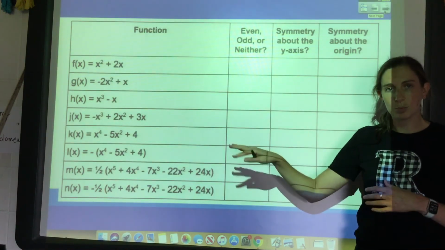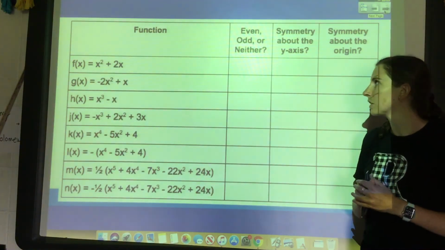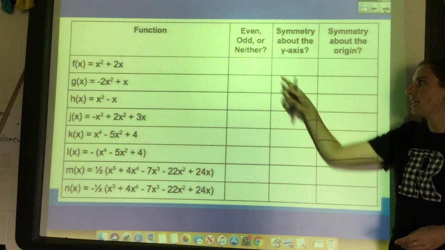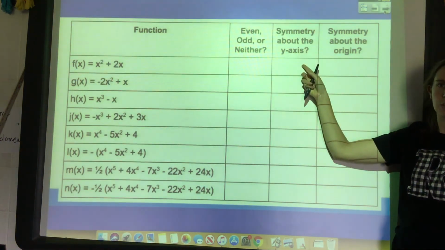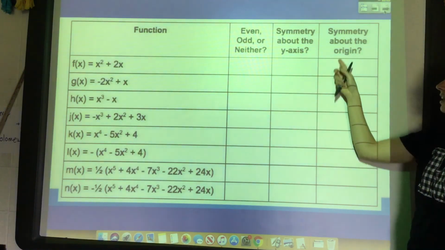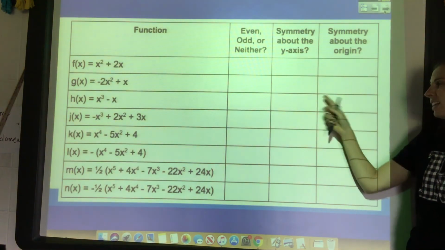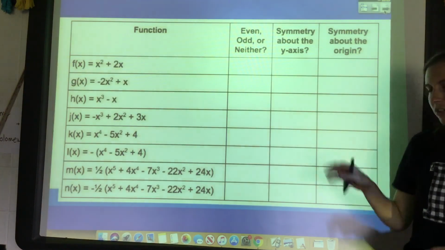So on the practice, you'll have to determine whether they're even, odd, or neither. Feel free to use the algebraic test or just look at the graphs. And then based on that, does it have y-axis symmetry? This would just be like a yes or a no or a check mark. Or does it have symmetry about the origin? It might not have either. So fill in that chart for the practice.